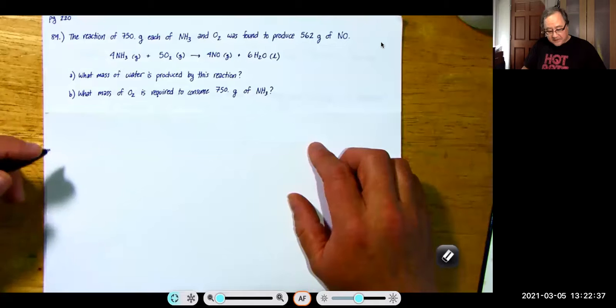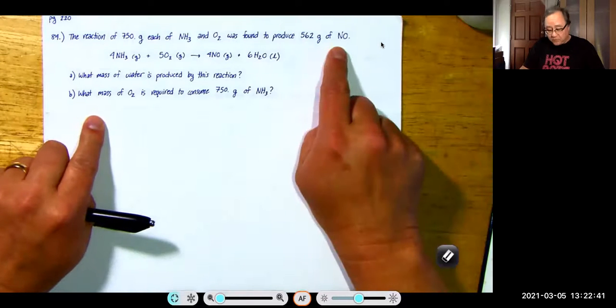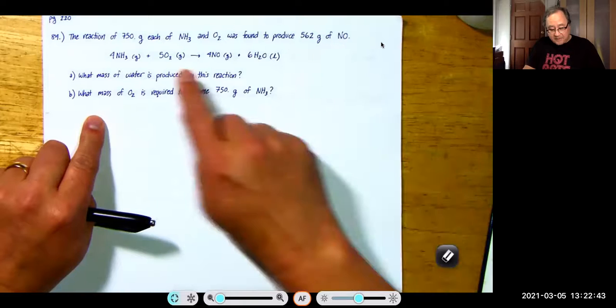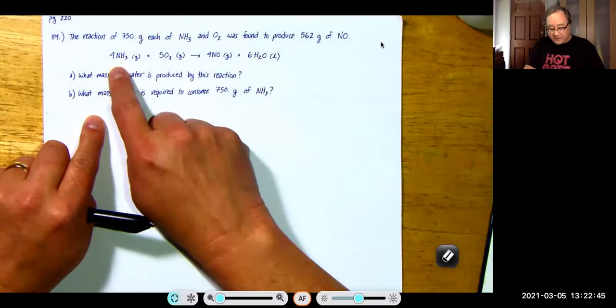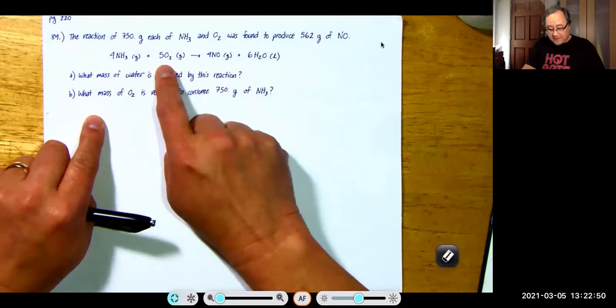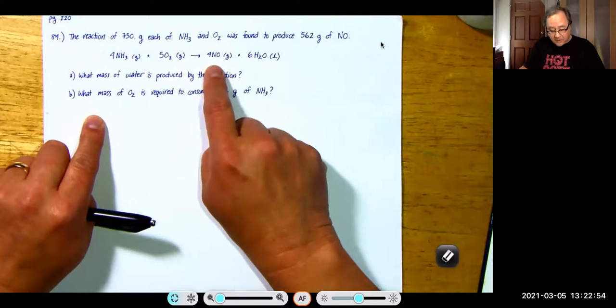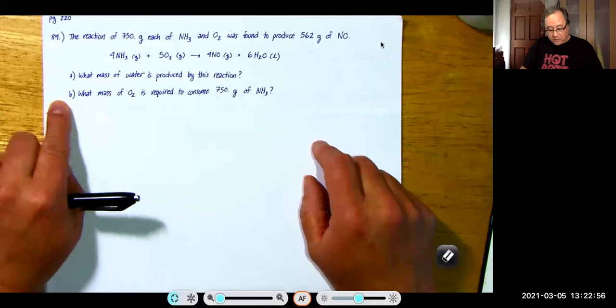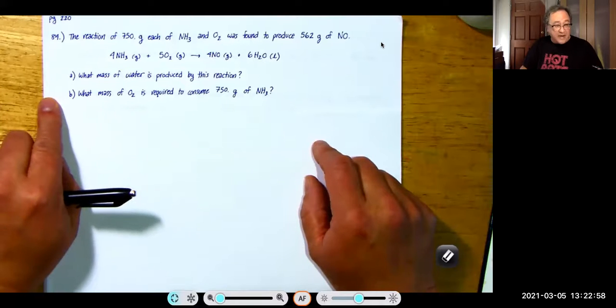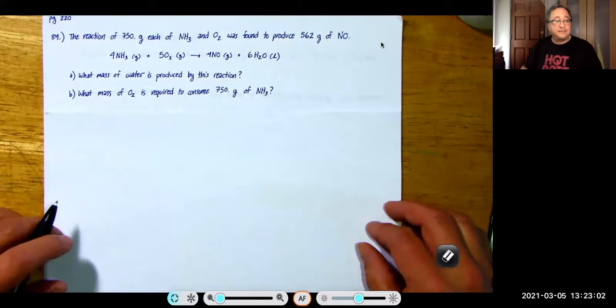And the way I'm going to tackle it is, since we want to know how much nitrogen monoxide we need to form, I'm going to take the mass of 750 grams of ammonia, find out how much nitrogen monoxide we can make, take the mass of 750 grams of oxygen, see how many grams of nitrogen monoxide we would make, and whichever one is the less, that's how much we would make.